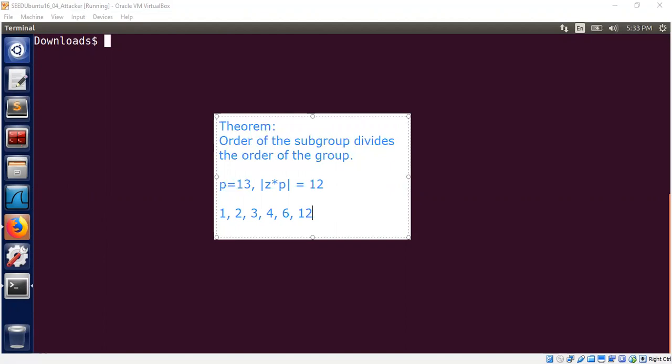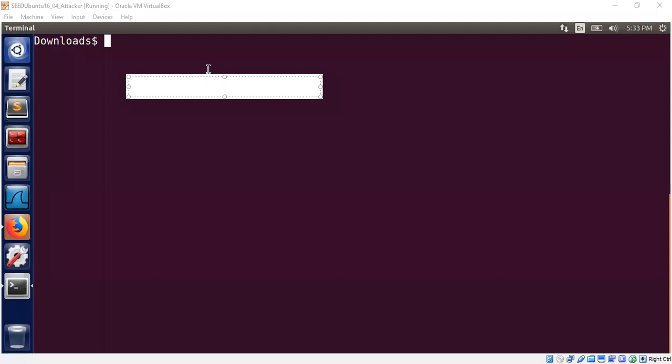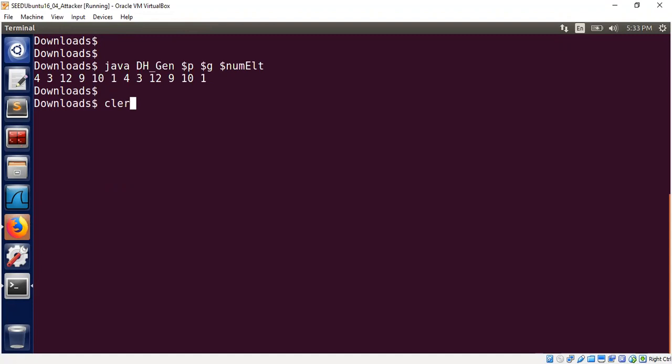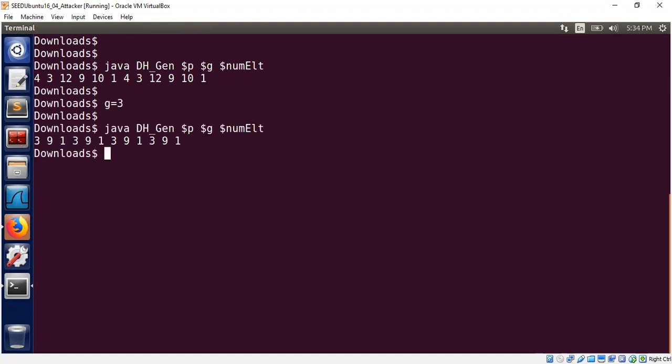What is the reason we need a safe prime now? Well, let me get this theorem out of our way. We understood this. If you recall, when I played with my G, depending on the G, I get different subgroups. In this case, for example, I get the full group. Let me change my G to be, say, 3. I get only a subgroup of order 3, because after 3 it repeats.